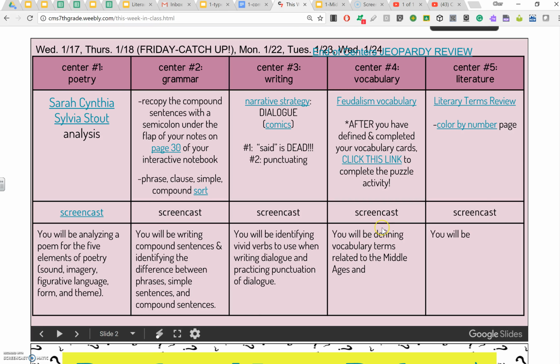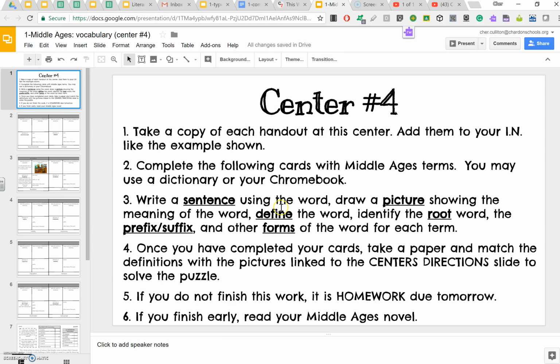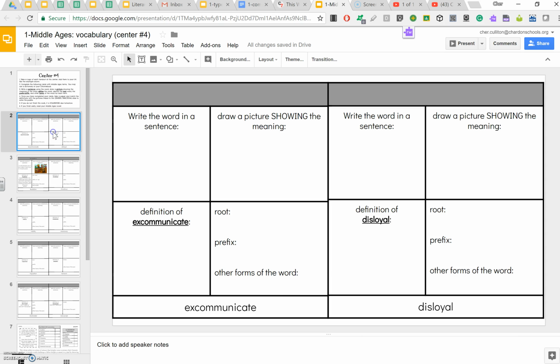For center number 4, you should be watching this screencast, and you're going to be working on feudalism vocabulary. And if you don't know what feudalism is, you're going to be learning about that. All right, so there's a directions sheet at your center. Center number 4, it's on pink. It says take a copy of each of the handouts at this center, and the handouts are these little cards.